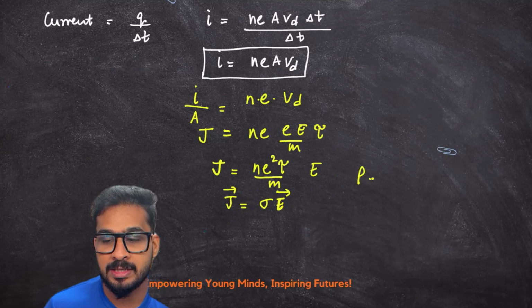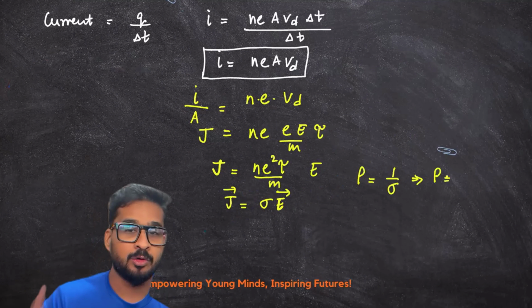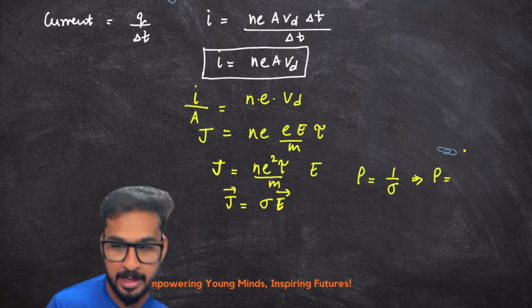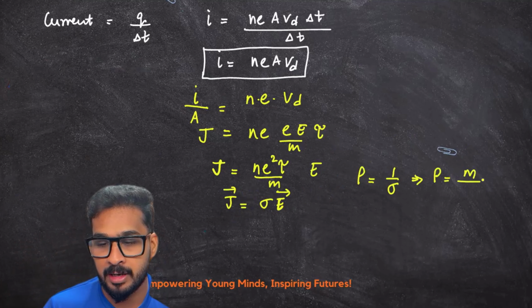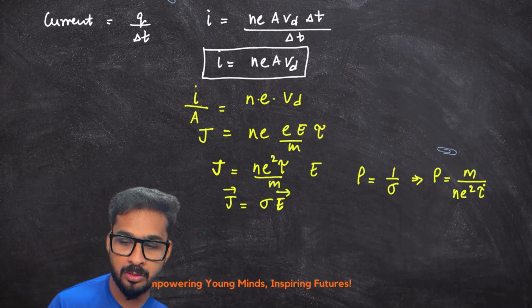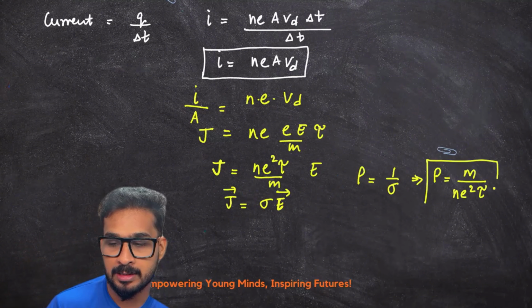So rho, the resistivity, is equal to 1 by sigma. So the resistivity of the conductor that we use to calculate R, which is equal to rho L by A, is given by m divided by n into e square into tau, which is another important formula.